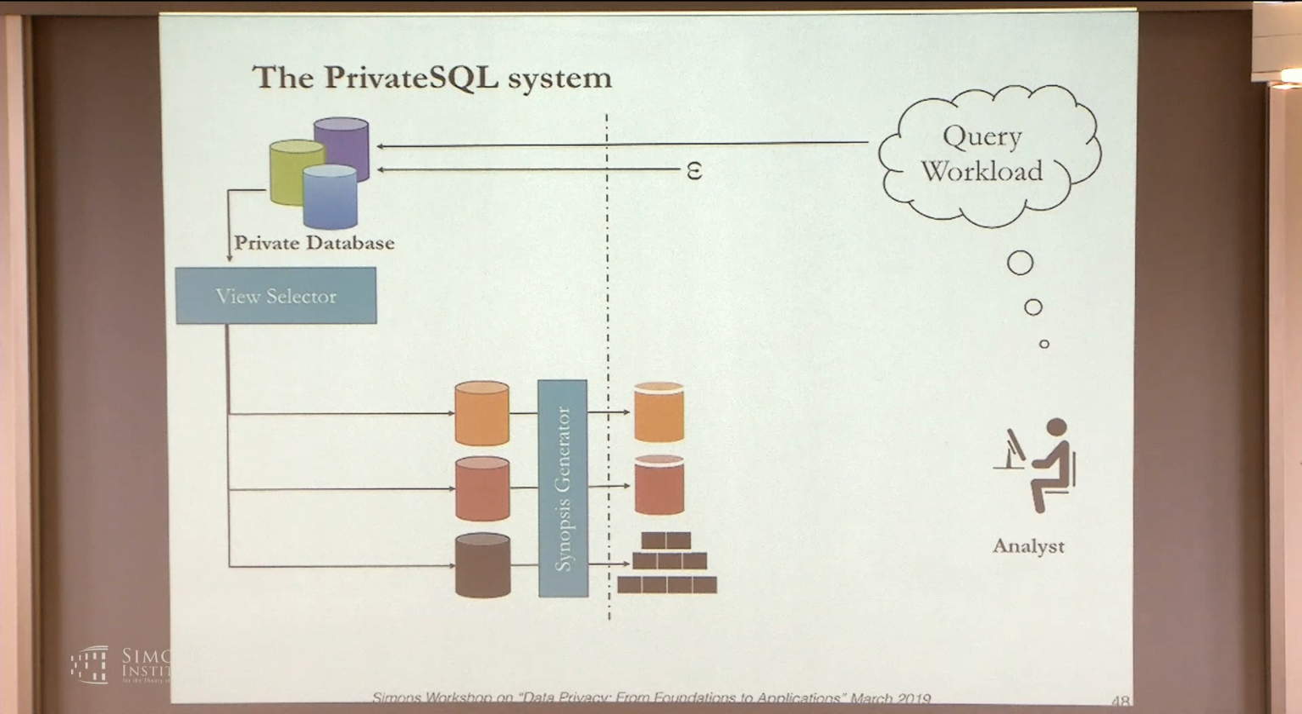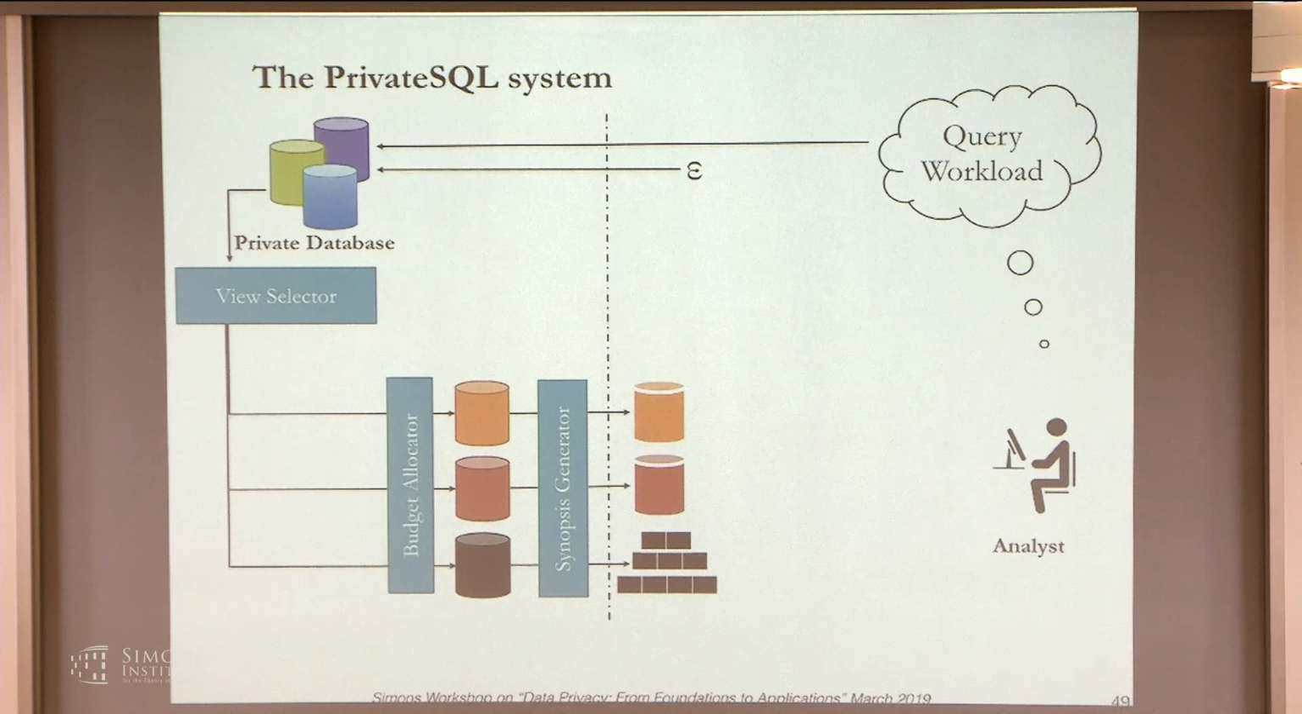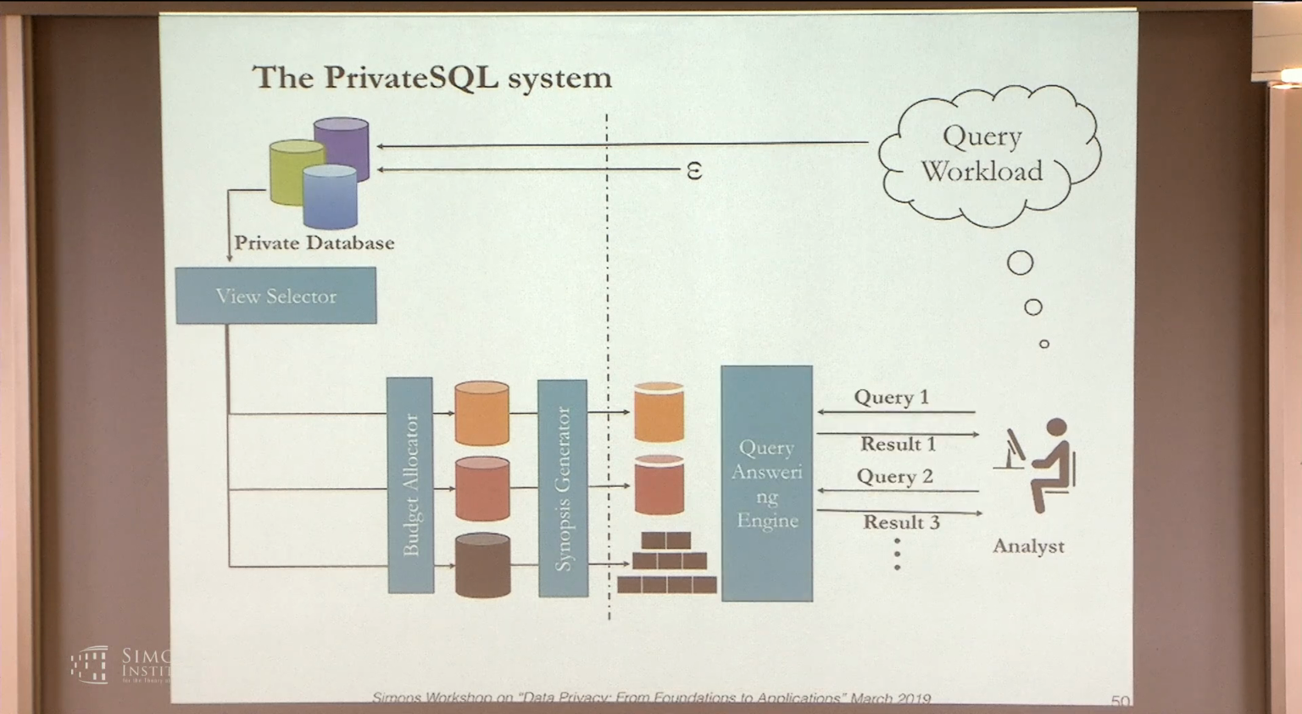The next thing we do is we take these views and we generate differentially private synopses. We can leverage all the great work on taking a table and generating a differentially private version of it. This could be synthetic data, this could be histograms, or tabulations, whatever is appropriate for the application. We have to allocate budget across these things. I won't get into that.